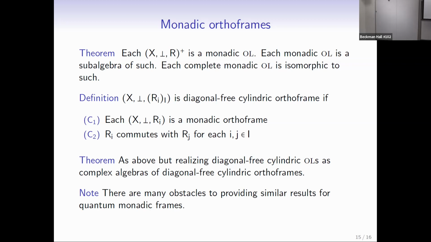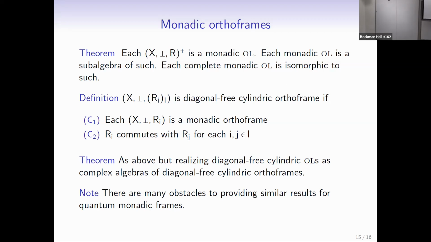And you can do a similar thing for diagonal free cylindric orthoframes. You can have the diagonals if you want. It's not very hard. You just have a bunch of extra operations that can group each other. And you get the same theorems as before.